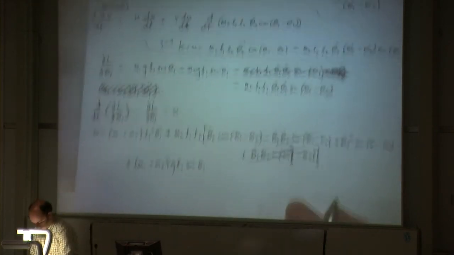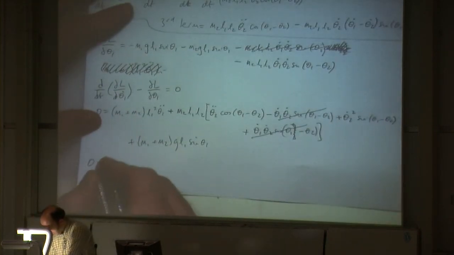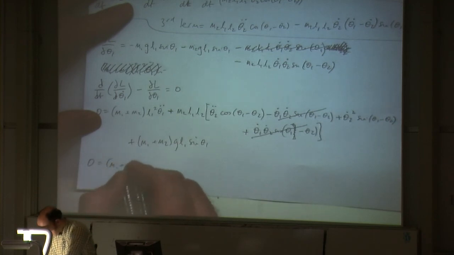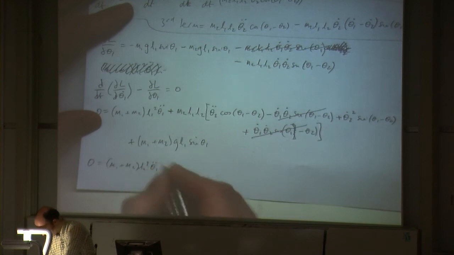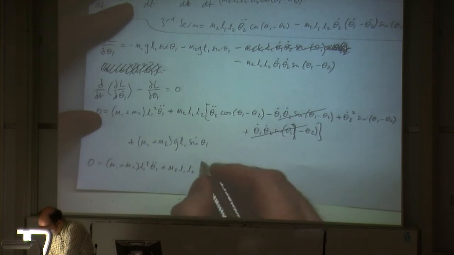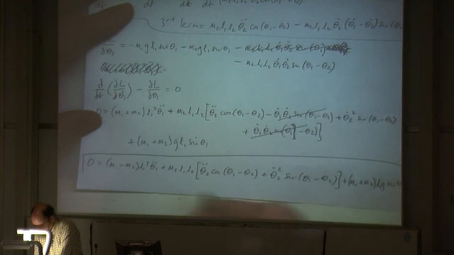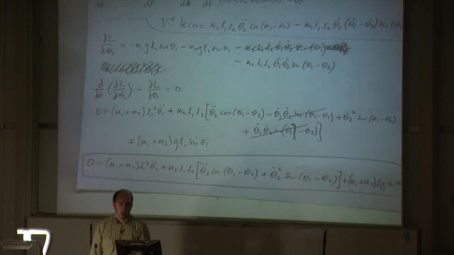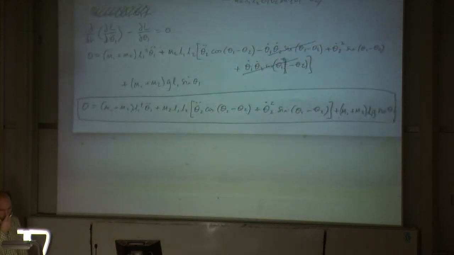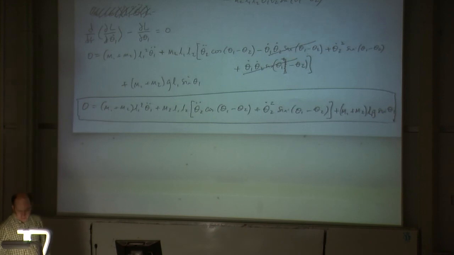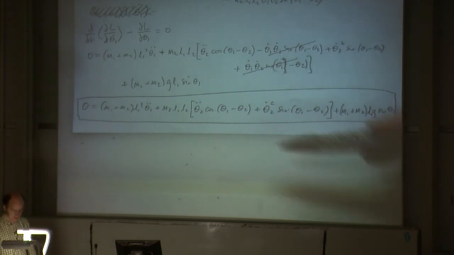So I'll write it out nice and neat. 0 equals m1 plus m2 L1 squared theta 1 double dot plus m2 L1 L2 and so on. That's the equation of motion of the first mass. Is that L1 at the end? Yeah, L1 g sine of theta 1, because it's from this term here.